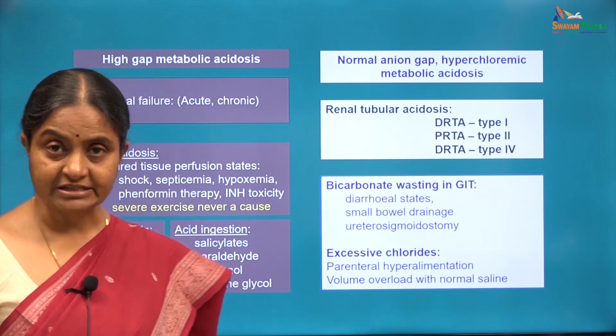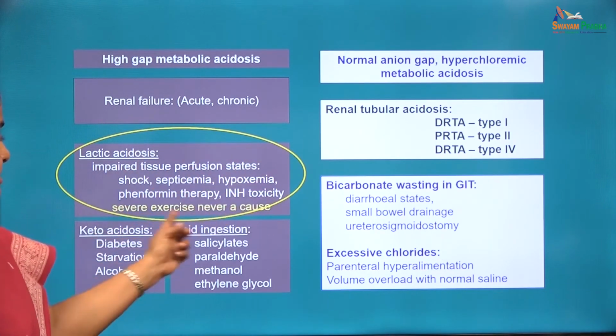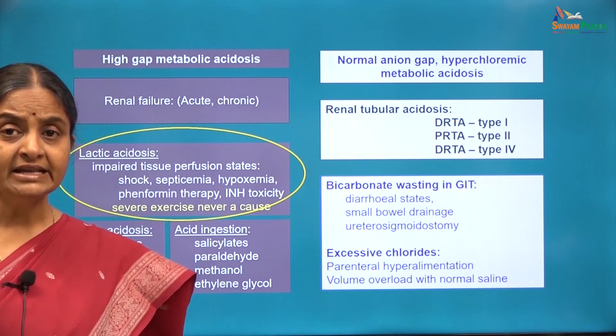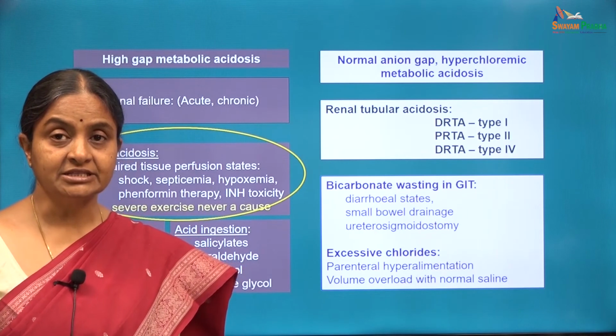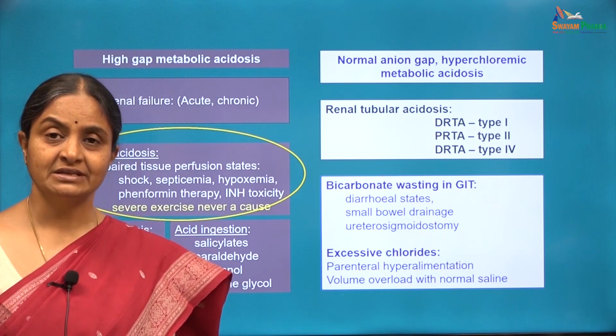This is the same listing like we had before, just that the conditions leading to lactic acidosis are elaborated here. In the next lecture, we will consider these three types of renal tubular acidosis and their molecular mechanisms in some detail.